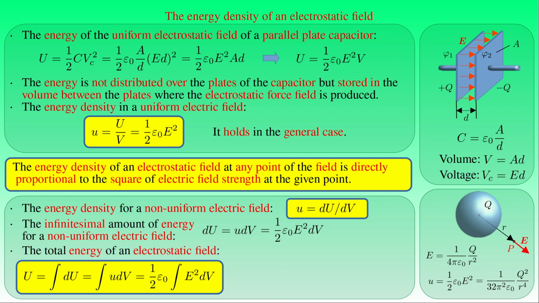1 over 2 times the vacuum permittivity epsilon naught, times the volume integral of the square of the electrostatic field strength E. We note that this formula describes the energy of a capacitor in terms of the electric field strength produced in the space between the plates of the capacitor, as opposed to the expression written in terms of the charge distributed over the plates, the capacitance of the capacitor or the difference in the potential between the plates.